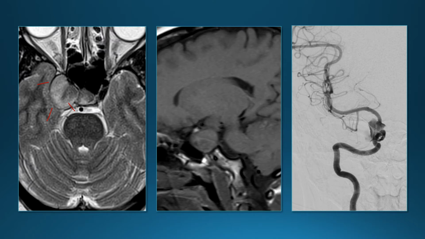This is the angiogram, and you can see that the aneurysm on the angiogram is much smaller than the aneurysm on the MRI because the bulk of the aneurysm is thrombosed. So these are often partially thrombosed.